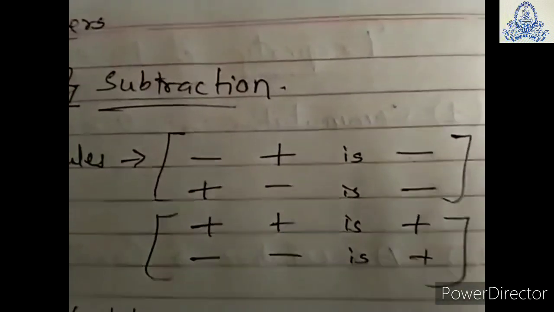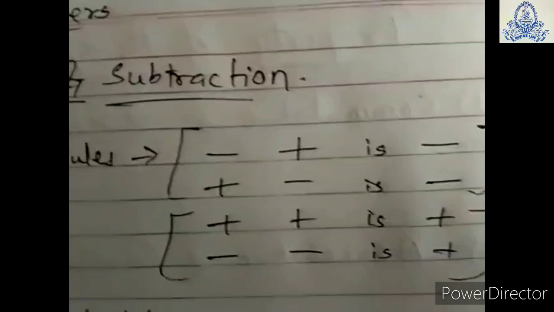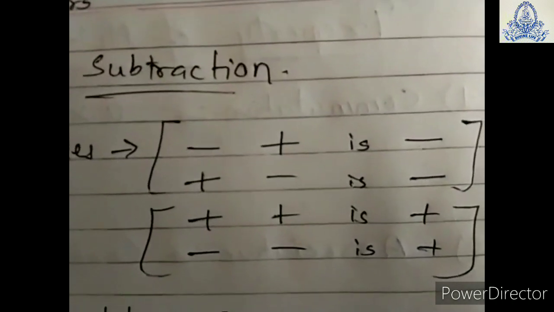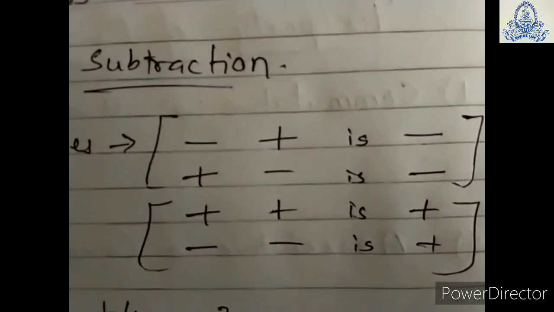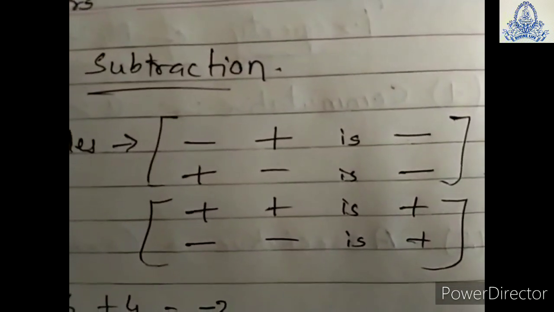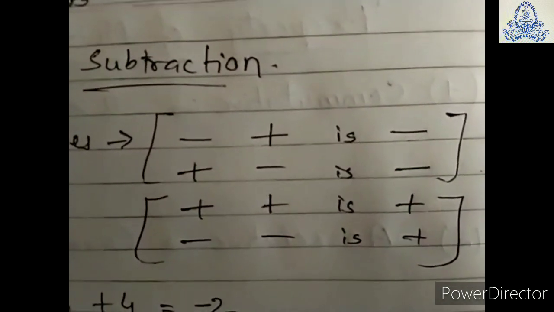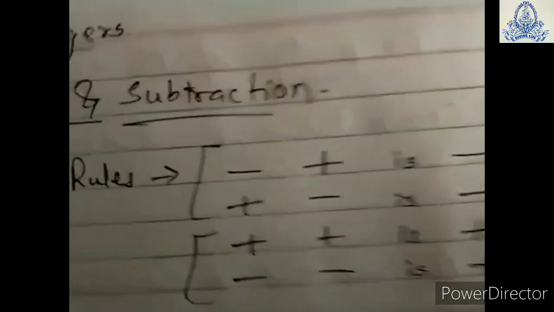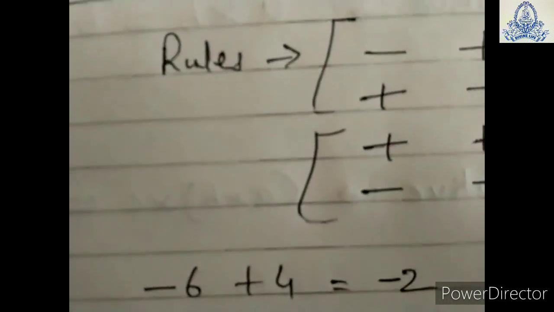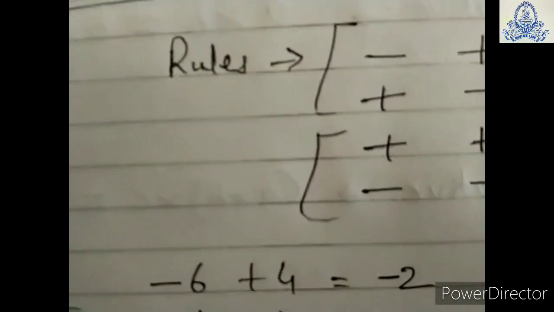So the most important thing you can see is that two different signs always give a minus, subtraction we have to do, and if we get two same signs in integers, that is two plus or two minus, then you have to do addition. So some examples I have given. For example, -6 plus 4, that is minus 6 and plus 4.